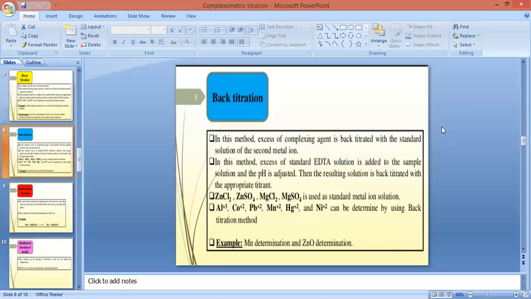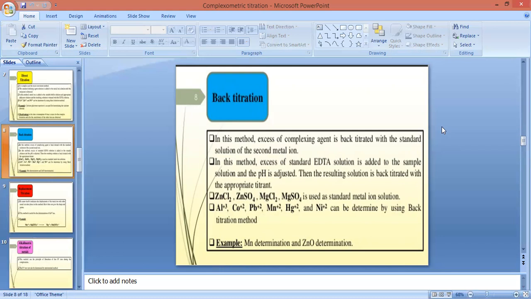The second method of complexometric titration is back titration. In this method, excess of complexing agent is back titrated with the standard solution of a second metal ion. For example, we are going to determine the concentration of zinc, either in zinc chloride or zinc sulfate. Firstly, we prepare a solution of zinc chloride. Next, we maintain the pH at 10 in order to maintain the stability of the complex which will be formed between metal ion and complexing agent. Next, we add the indicator, and lastly, we add standard solution of EDTA in the conical flask itself.